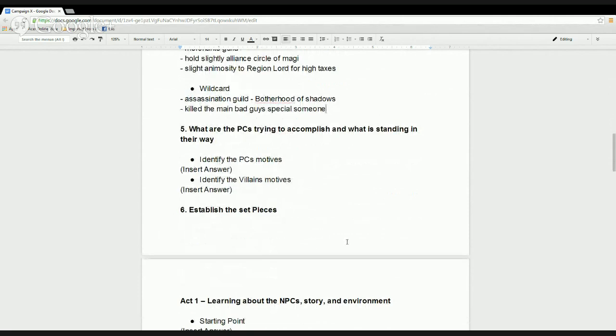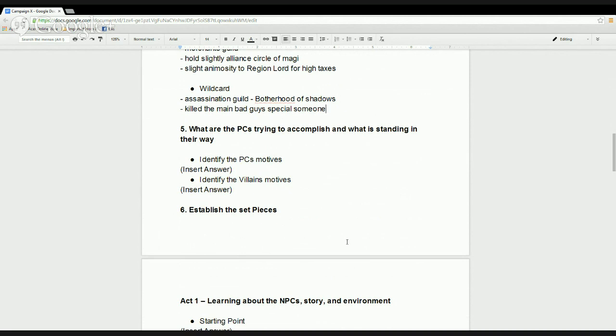So it is back to me. We need to identify what the PCs' motives are. Again, we have a lot of swirling chaos, and if you don't stop and do this, you can lose track of what's going to drive the PCs, because this is a game for the PCs, not us running these NPCs against each other. This is a game for the PCs.